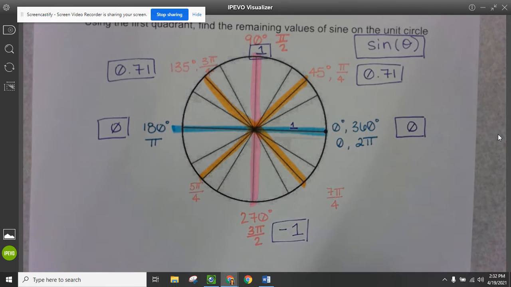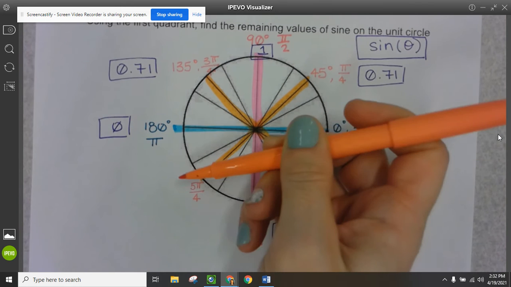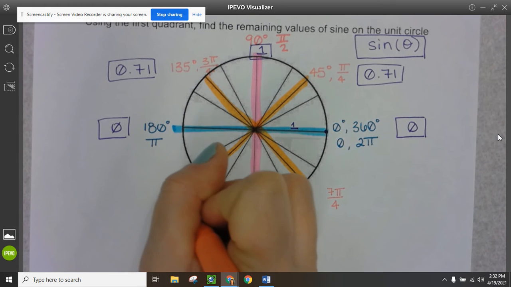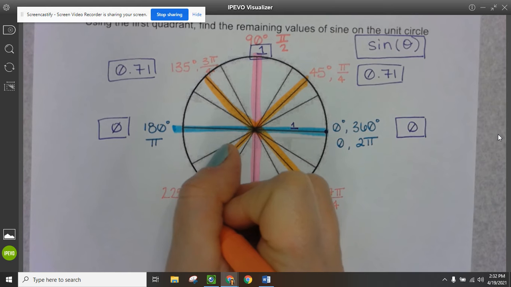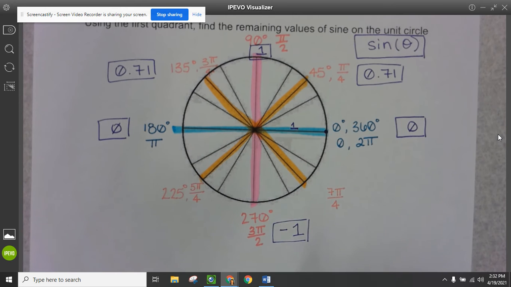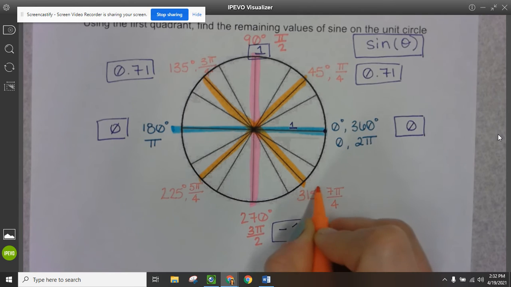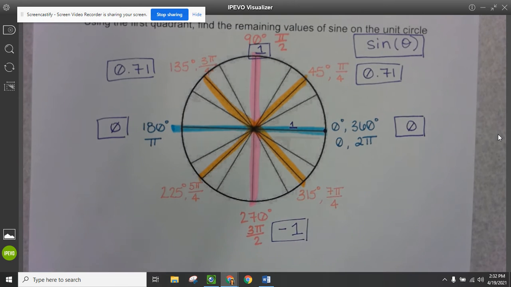Now, degree-wise, I'm going to take 180 and add 45 degrees to it, so that gives me 225 degrees, which is the same as 5 pi over 4. And then 270 plus 45 more tells me that this is 315 degrees. And again, that's 7 pi over 4.